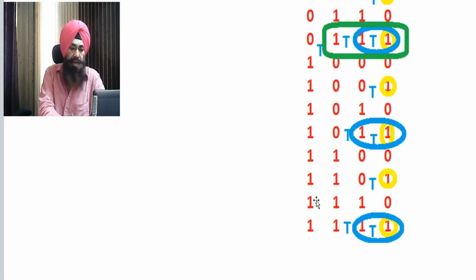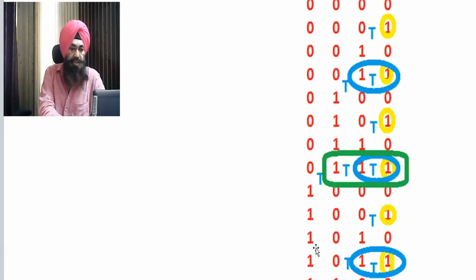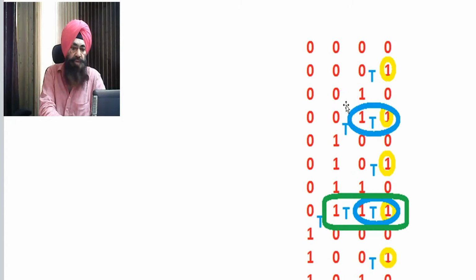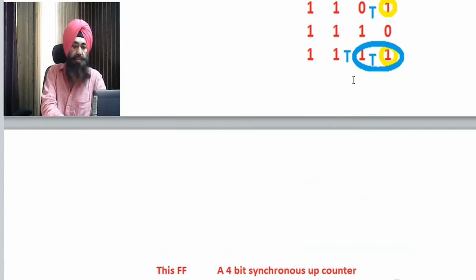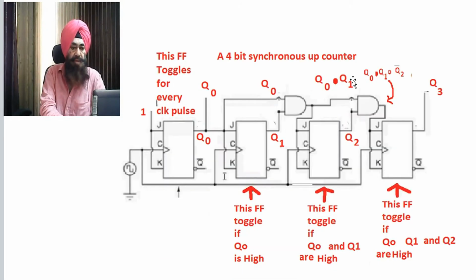And when all are 1, 1, 1, then it toggles from 1 to 0 state. So this is the logic behind the counting up counters. Okay, now let's look at the circuit. So this is the circuit: flip-flop number 1, second, third, fourth. The same clock pulses are applied to all the flip-flops.